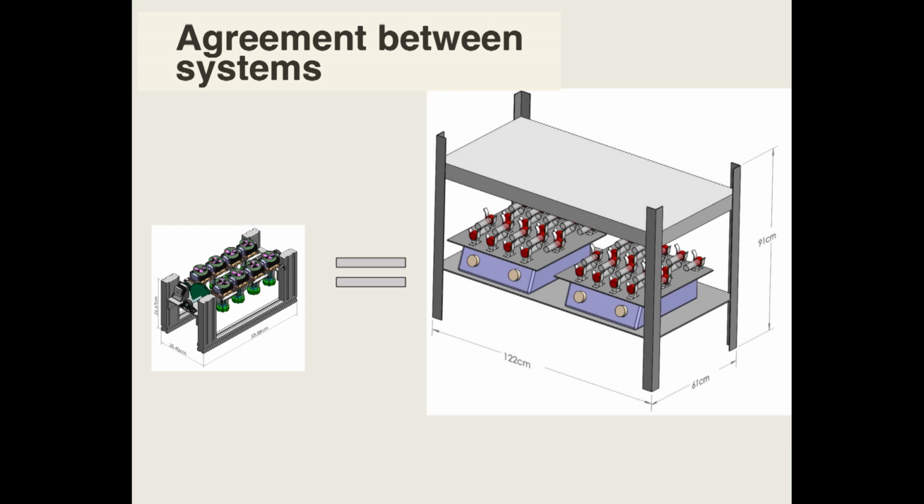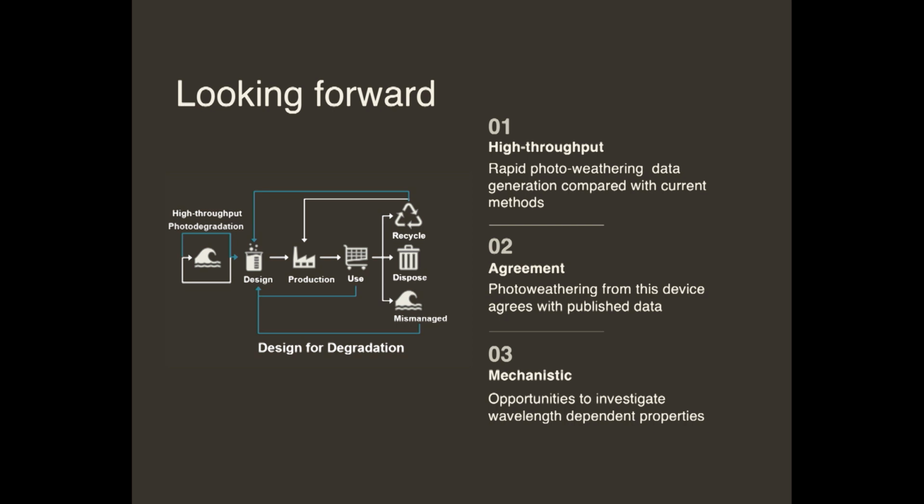And so we see also great agreement between our current device that we've designed and previous methods. So the most important thing with this new high throughput device is that we're able to get data that is meaningful and relevant to the environment. And so looking forward, we have demonstrated the high throughput capability. We've showed agreement with previous literature. And then the really interesting thing that I actually didn't talk about much here is that when we're doing it in the small format with UV LEDs, we're able to tease apart some of the mechanistic degradation processes that are happening. And so that is some of the work that we've done going forward.